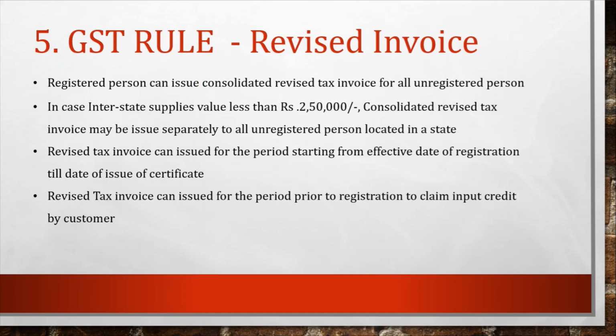A registered person can issue a consolidated tax invoice for all unregistered persons if there is an interstate supply whose value is less than 2,50,000 rupees in the same state. In that case, a consolidated revised tax invoice may be issued separately for all registered persons located in the state. Okay, a revised tax invoice can be issued for the period.